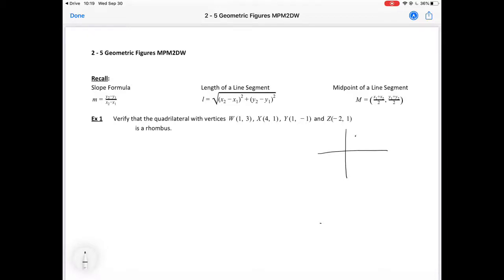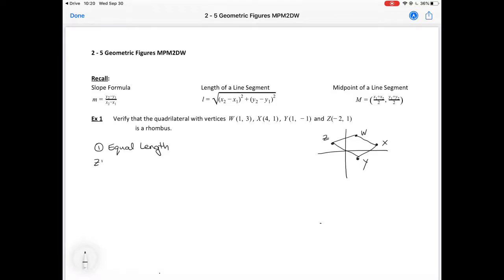where the points are. So 1, 3, that would be W, that's in this quadrant. 4, 1, that would probably be over here. Y, 1, minus 1, and then Z, minus 2, and 1. That way I can see where all my points are, and what I'm going to check is if that shape is actually a rhombus. The first thing is that all 4 sides should be equal length. So we need to check that those 4 sides are going to be equal.